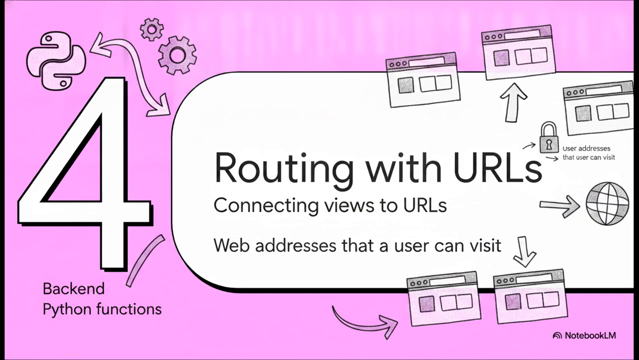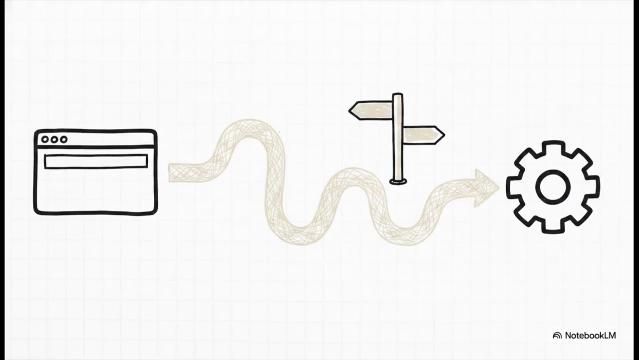Next up is Section 4, Routing with URLs. This is how we connect our views to actual web addresses. This is where our URL configuration comes into play. Think of these like signposts on the internet. We have to map specific web paths to the Python view functions we just wrote. So, when a user types /login into their browser bar, Django acts like a traffic cop, instantly routing that HTTP request straight to our user login function.